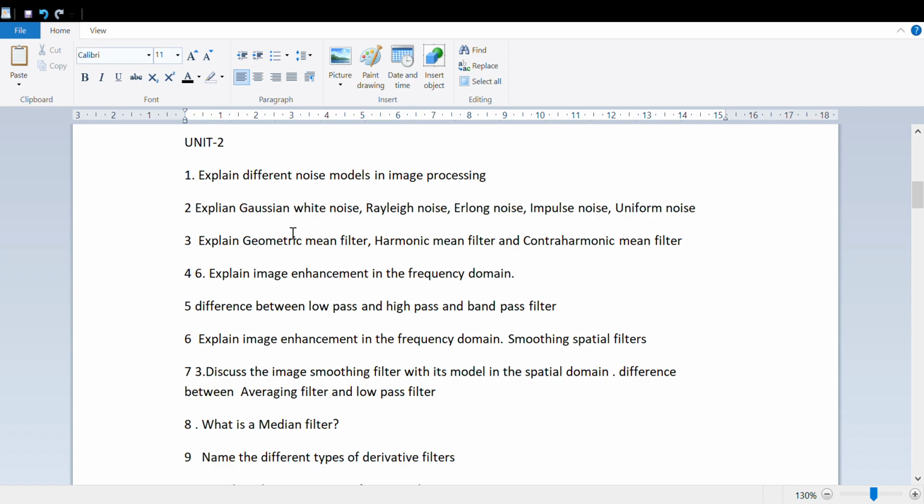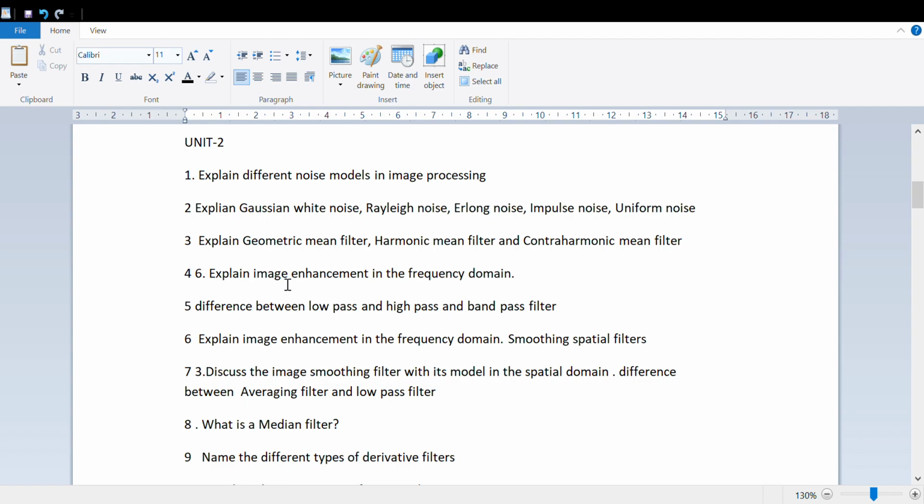These are the second unit questions. You can cover both very short and long answers if you study this. Mainly focus on image enhancement in the frequency domain. There are three domains, and the difference between low pass filters, high pass filters and band pass filters.